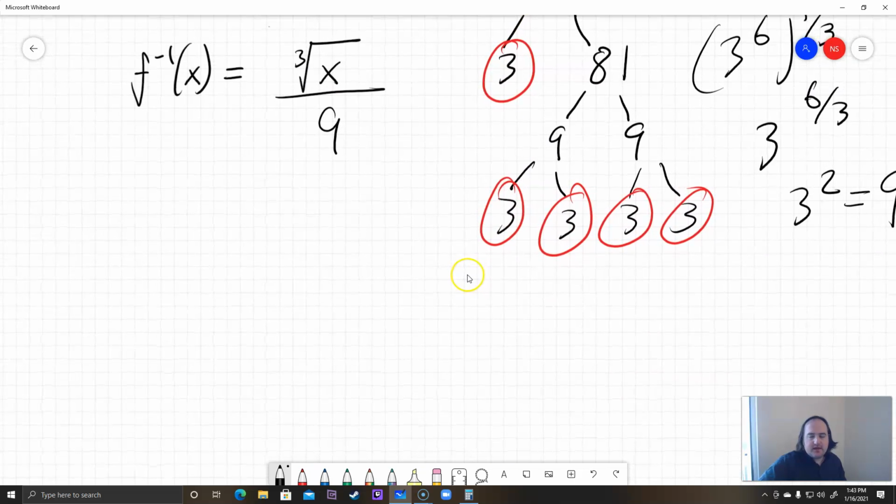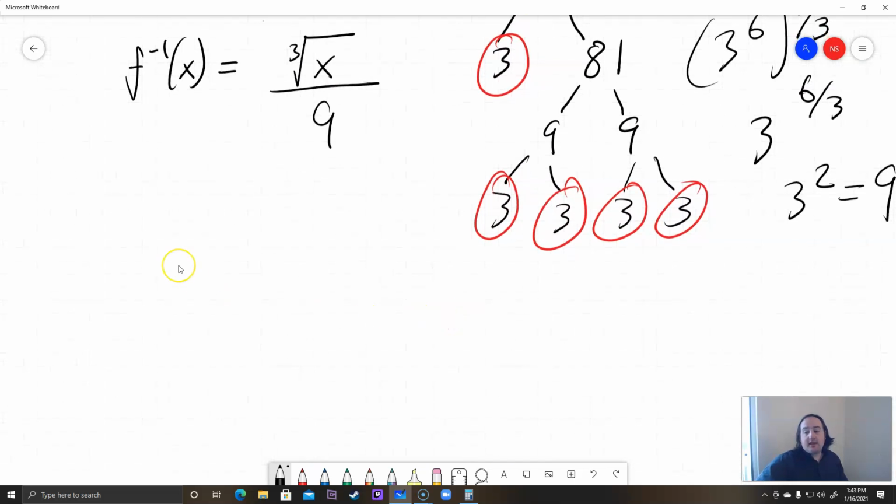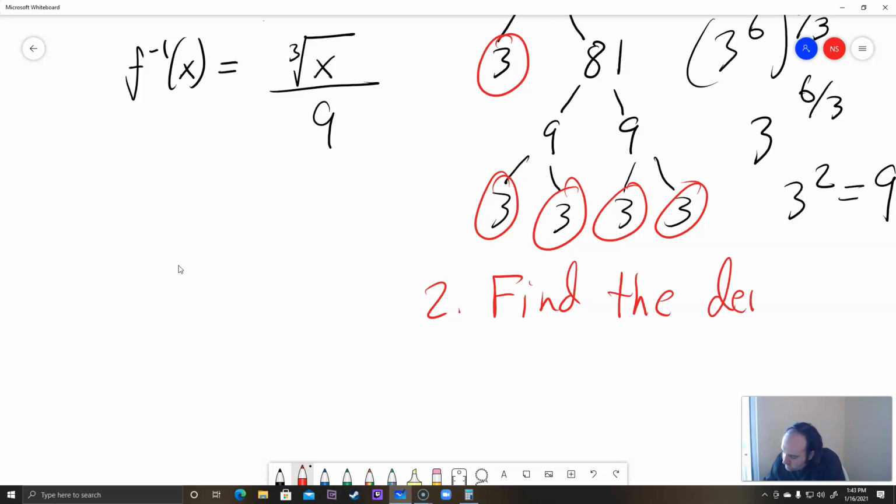So what we're going to be doing next is we're going to go ahead and take the derivative. Okay, so step 2 is take the derivative, or find the derivative of f inverse. But I checked my work, so we should be good now. We have the correct formula for f inverse. So then we're just going to be taking the derivative of this.